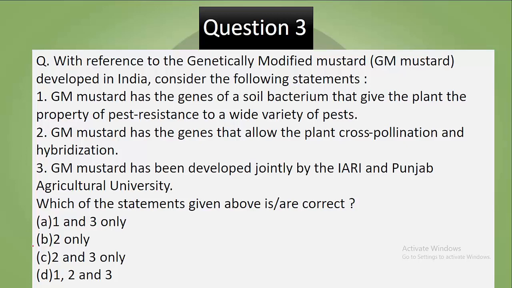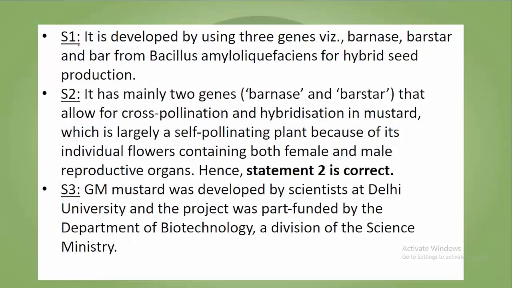So basically the correct answer to this is second only. Why is it so? Because in statement 1, it is developed by using 3 genes: Barnase, Barstar and Bar from Bacillus amyloliquefaciens for hybrid production. So the first statement is incorrect.